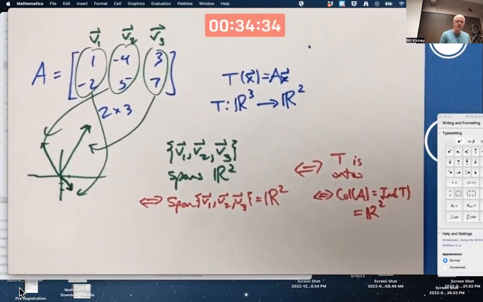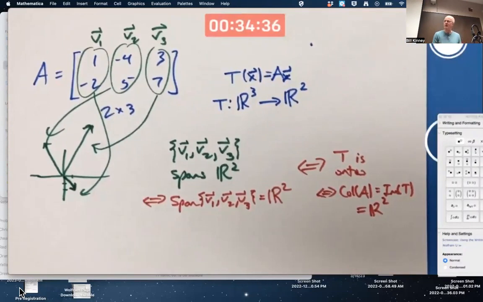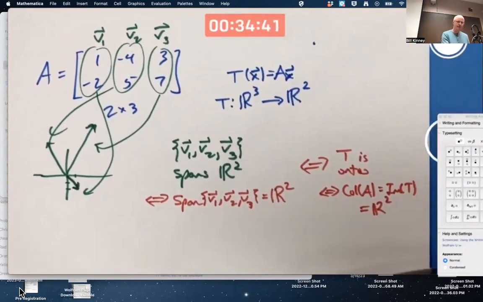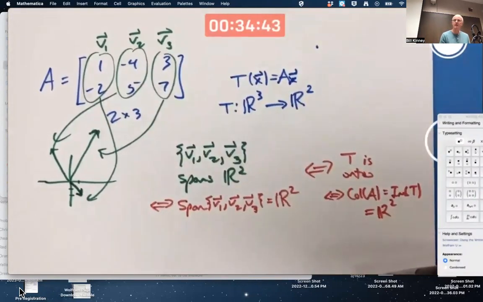How do you prove this? I haven't really proven it. I just said it's intuitive. You prove it with row operations. If you go to reduced row echelon form here, you're going to get a pivot in every row. You're not going to get a row of zeros, is essentially the reason.